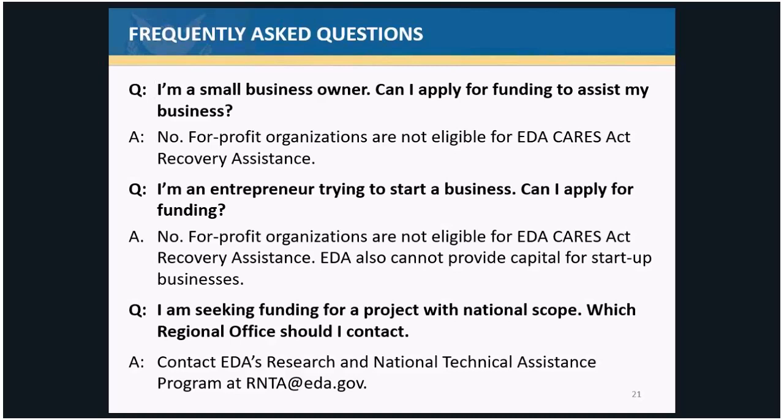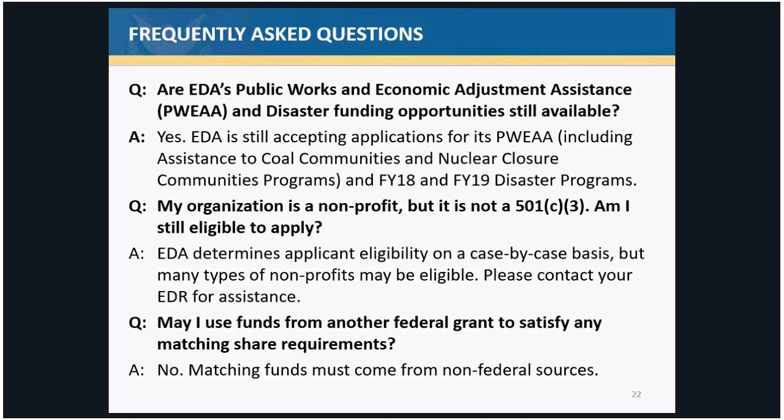I'm seeking funding for a project with national scope. Which regional office should I contact? So for projects with national scope, those actually shouldn't go to a regional office. Instead, please contact EDA's Research and National Technical Assistance Program at rnta@eda.gov. Are EDA's Public Works and Economic Adjustment Assistance, PWEA, and disaster funding opportunities still available? Yes, EDA is still accepting applications for its PWEA programs. That includes assistance to coal communities and nuclear closure communities, and the FY18 and 19 disaster programs.